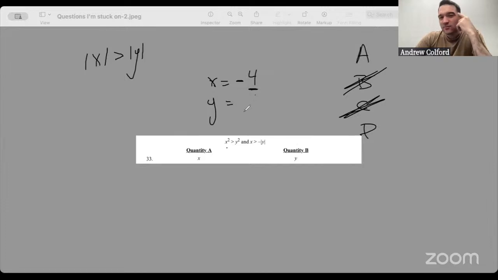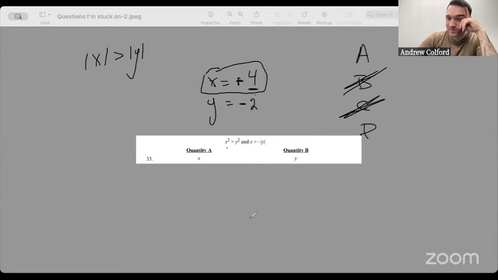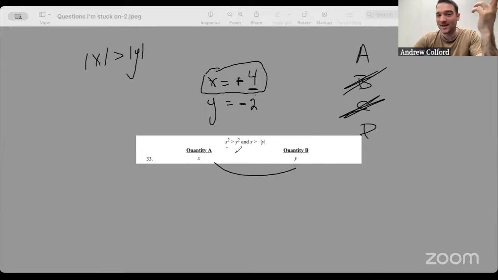So what about -4 and, no, that still doesn't work. From what I'm seeing, I can't really make x a negative number. So how about +4 and -2? That could work, right? Then again, that doesn't really disprove what I did before because the numbers that S tested were 4 and 2. X is greater than Y.